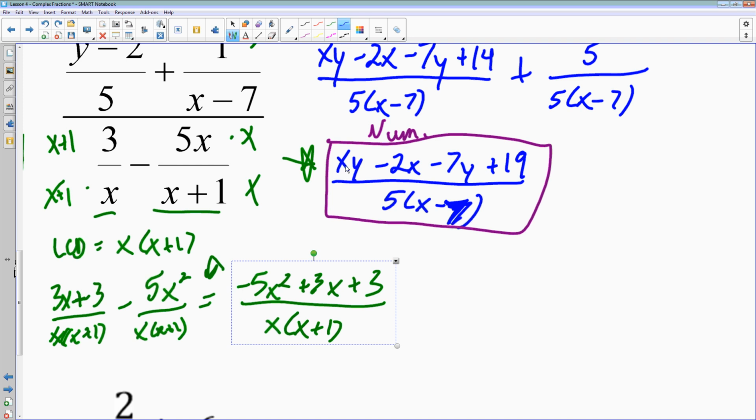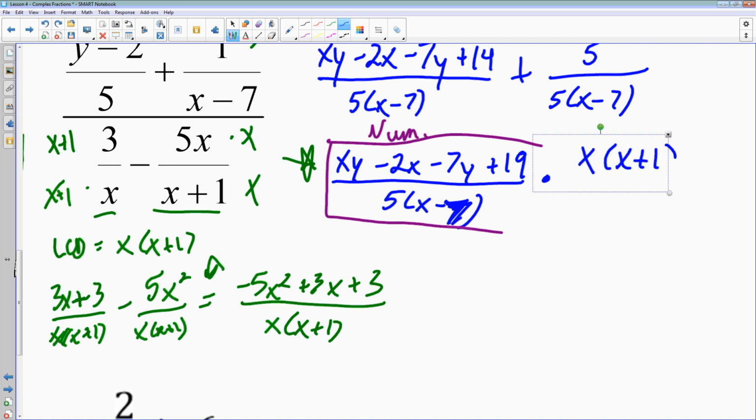So we're going to keep this numerator as is. We're going to change to multiplication and we're going to flip our second. So it's x times x plus 1 all over negative 5x squared plus 3x plus 3. All right. And nothing is going to cancel here for me, and I would not want to do a 4 term times this guy, so I would leave it as is.